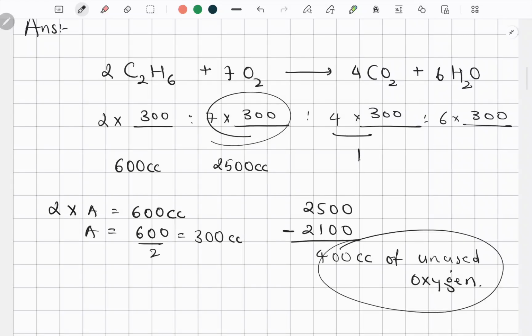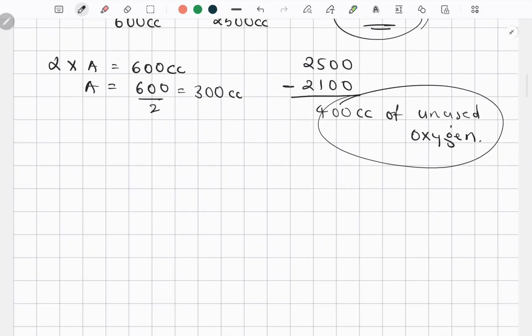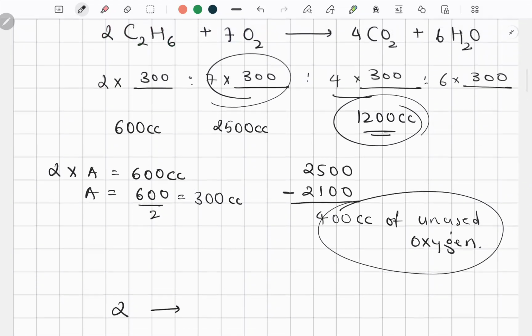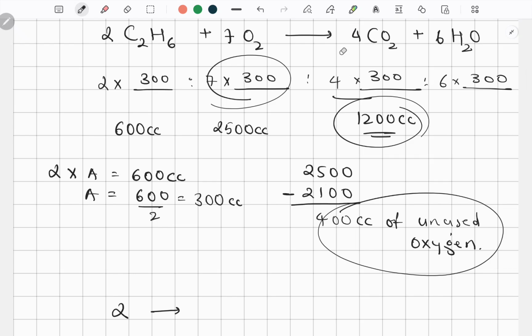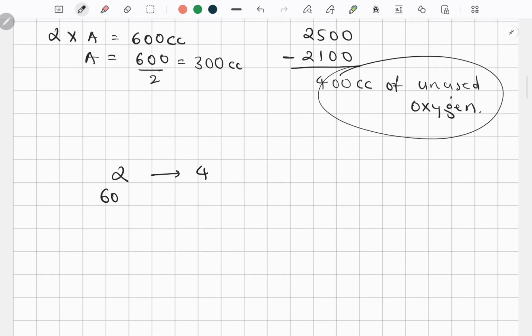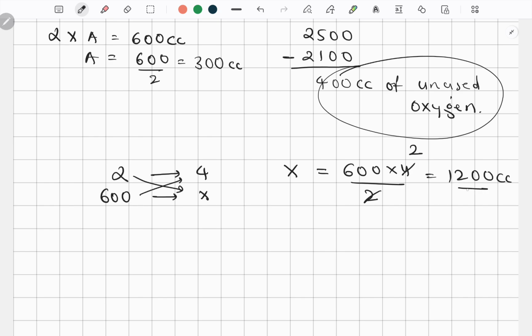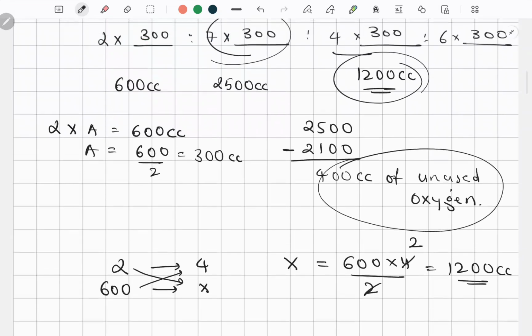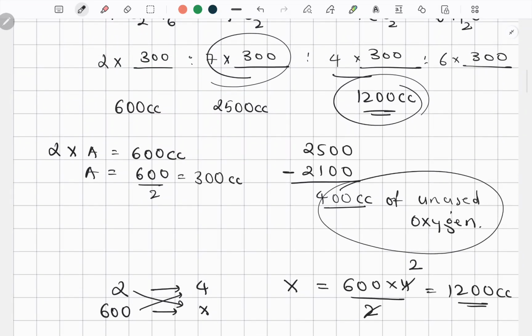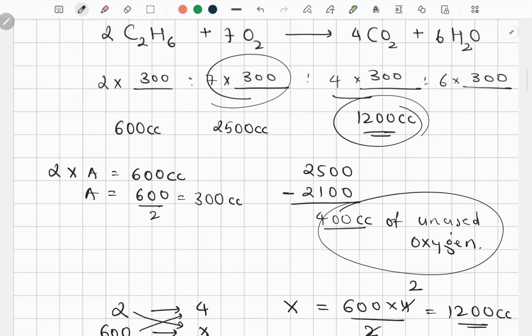Here we can say easily it is 1200 cc, but we cannot write it directly, we have to show the steps. So we'll write: if 2 volumes of ethane form 4 volumes of carbon dioxide, then 600 cc, the volume given to us, would form X. So it's very simple. X is 600 into 4 divided by 2. So 2 times 2 is 4 and 2 times 300 is 600, giving 1200 cc. So 1200 cc of carbon dioxide is formed. So the answer is 400 cc of unused oxygen and 1200 cc of carbon dioxide gas formed.